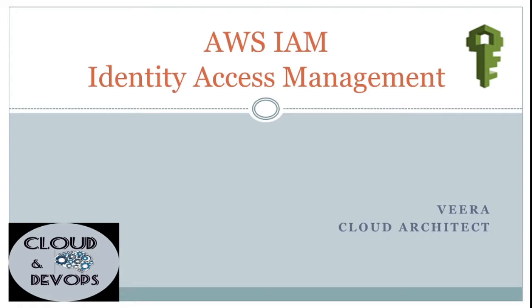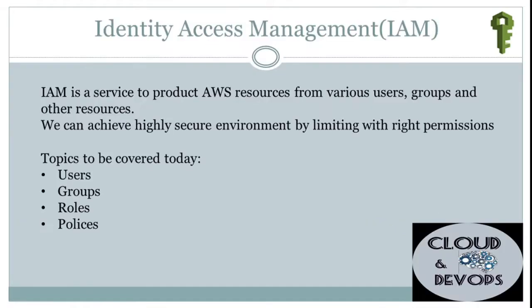Today we are going to see AWS IAM. IAM stands for Identity Access Management. IAM is a service used in AWS to protect AWS resources from various users, groups, and other resources. And we can achieve a highly secure environment by limiting these user permissions.